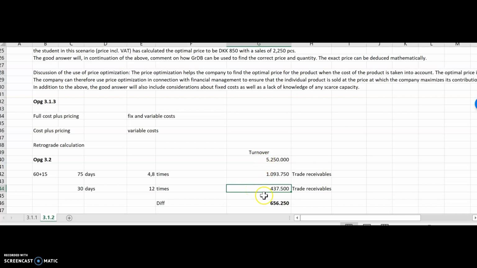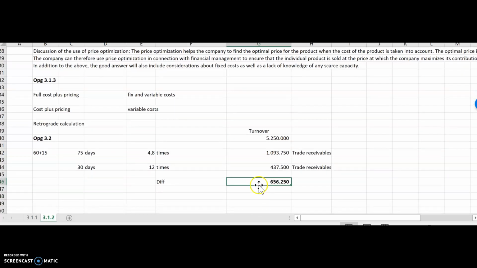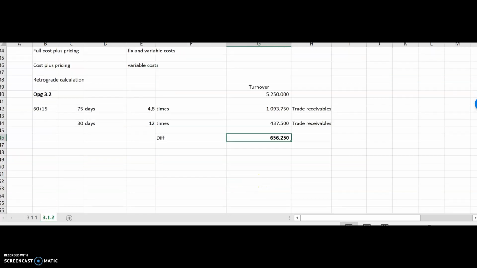So the difference is 666. If you change the payment conditions from this one to this one, your trade receivables will decrease from this one to this one. That means the difference is this one. That was all.